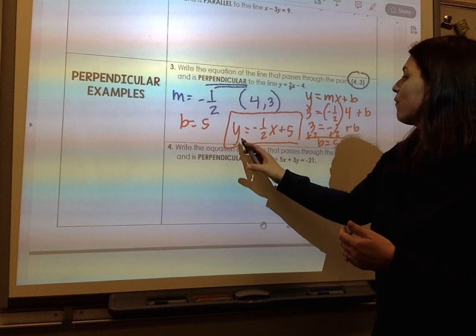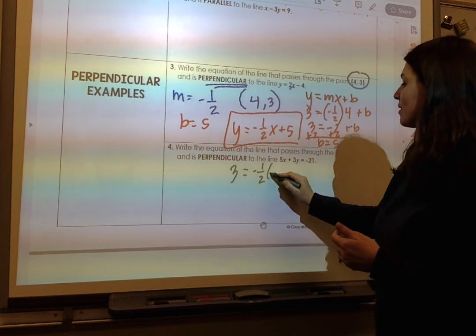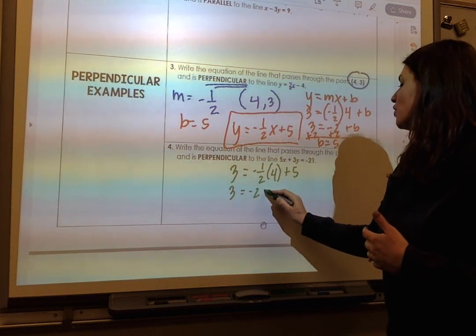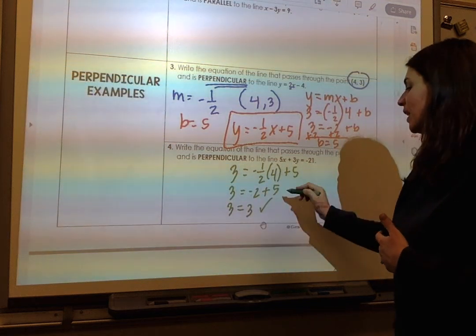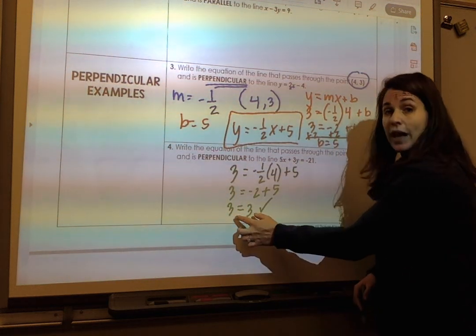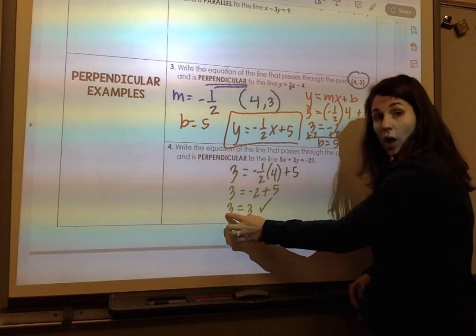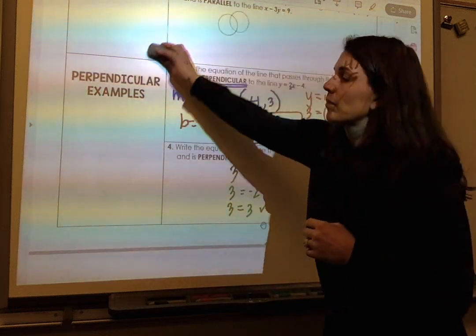If I plug in 3 for y, and I plug in 4 for x, watch what happens here. 3 equals negative 2 plus 5, and 3 equals 3. It checks out. So that means that this point definitely passes through here because it's equality on both sides. Right? Let's look at the next example.